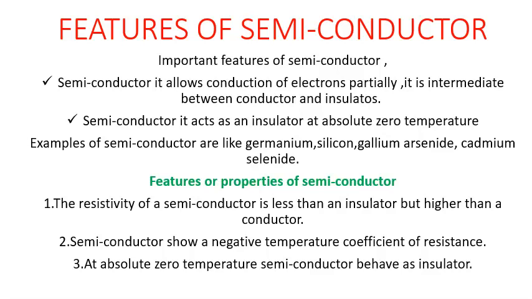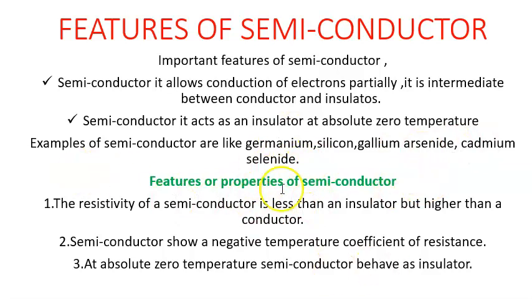So we have some examples now of semiconductors. We have germanium and silicon, and these are just elements, but gallium arsenide and cadmium selenide are compounds. These are just compounds.